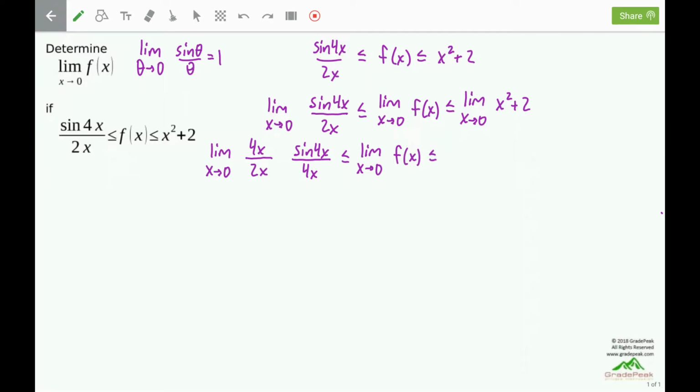And then the rightmost limit, we can start by plugging a 0 in for each of the x's. That will give 0 squared plus 2. Turning to the leftmost limit, the first fraction in it, the x's can cancel, and the 4 and the 2 can cancel down to leave 2. And then we have the sine of 4x divided by 4x. The middle limit we will leave as is. And then the rightmost limit, 0 squared is 0 plus 2.